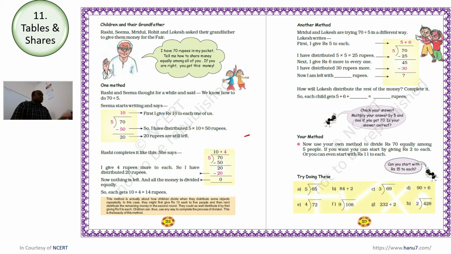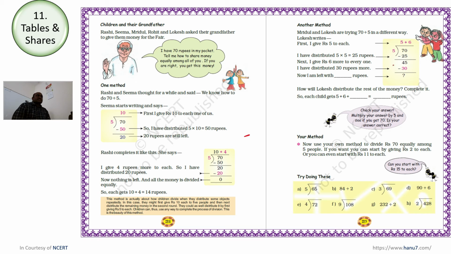Now another method. This is one method, but the other method is that Mridul and Lokesh are trying 70 divided by 5 in a different way. How are they doing it? They are trying with 5. They are distributing 5 the first time. Then how much will it become? It will become 25. After subtracting, the rest of the amount, 45, is left.